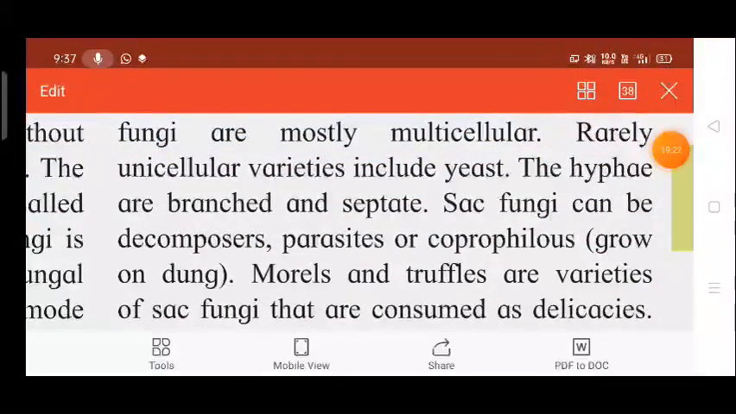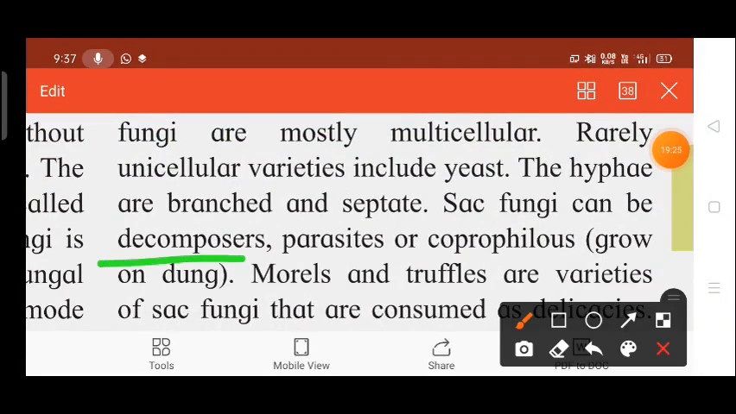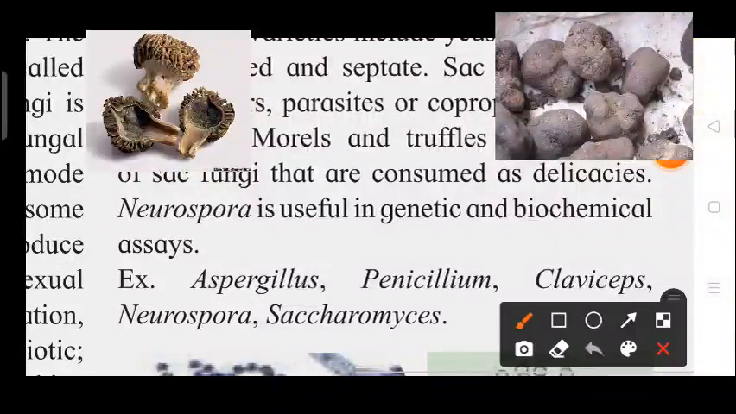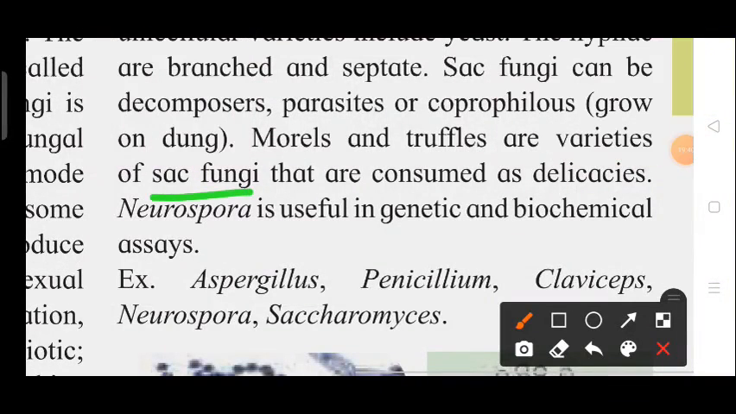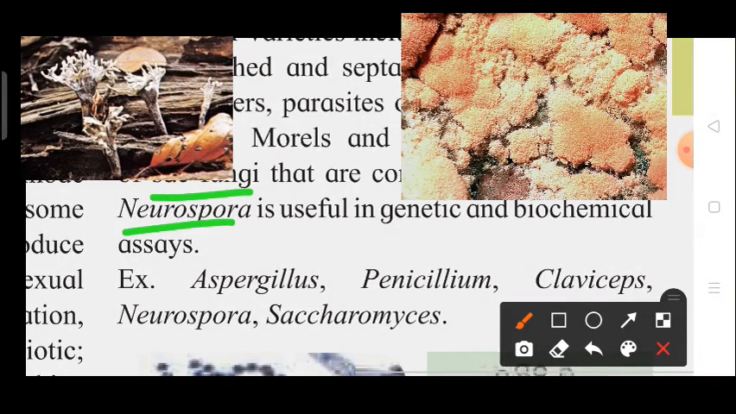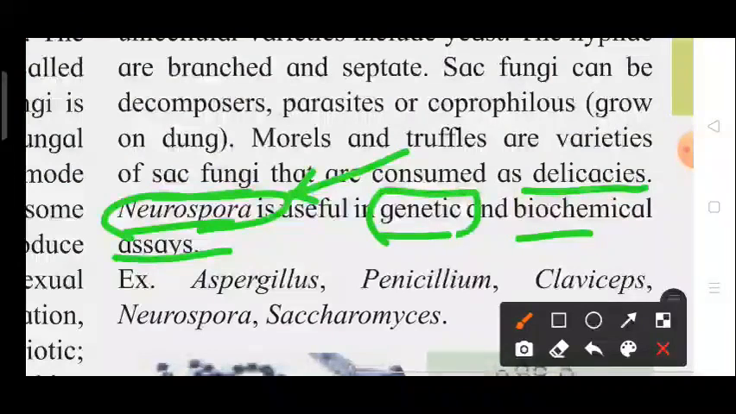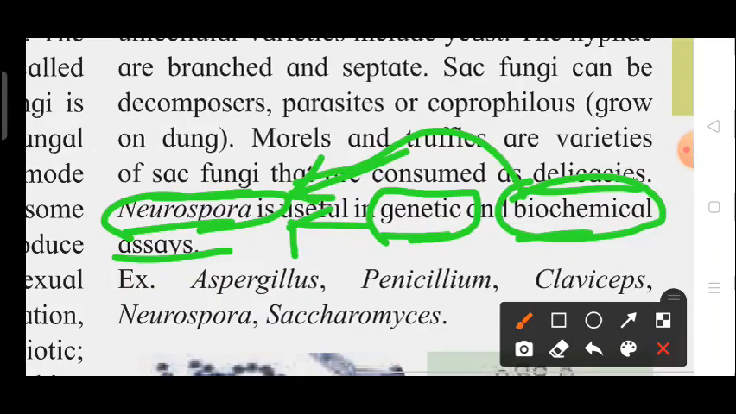Sac fungi can be decomposers, parasitic, or coprophilous, meaning they grow on dung. Morels and truffles are varieties of sac fungi and are consumed as delicacies. Neurospora is a type of fungus that is useful in genetic and biochemical assays. It is very easy to study genetics with it, so it is used for genetics as well as many biochemical assays.